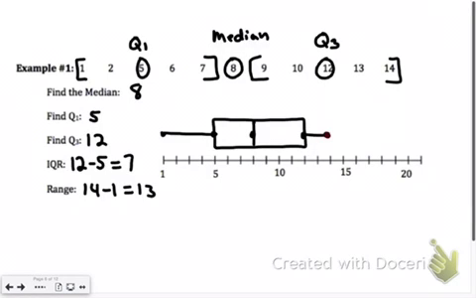So here's the first example of creating a box plot from a set of data. The first thing that you'll notice is that the set of data is listed in order from smallest to greatest. That's very important when you're trying to find the median, Q1, and Q3. So the first thing you want to do is identify the median value in the data.